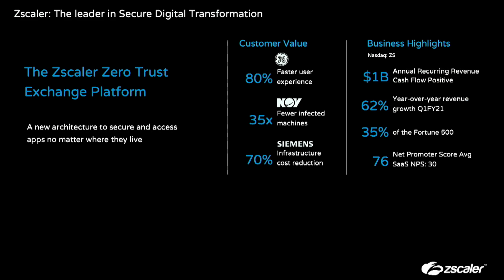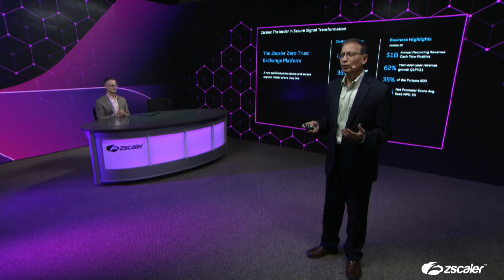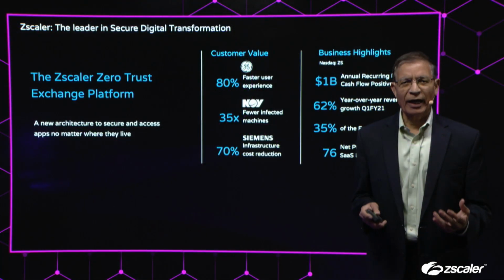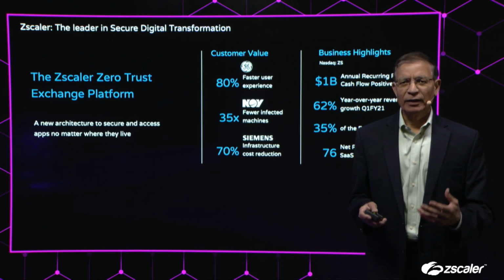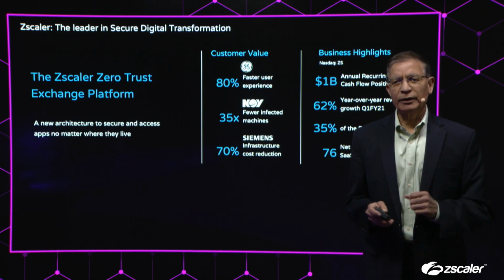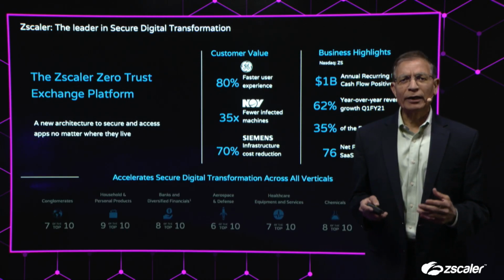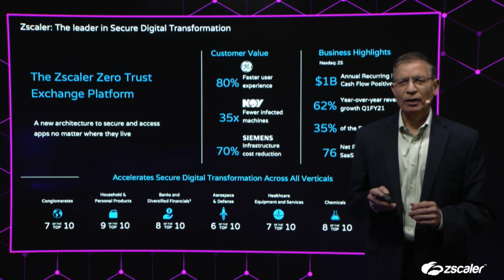And all this is happening for two reasons. One, we have an amazing architecture that's not traditional legacy network and security. Two, our NPS score, 76, I'm the most proud of. This is the best indication of customer satisfaction. We take it seriously. And an average SaaS company has an NPS at about 30. We are widely deployed in almost every vertical across the globe.